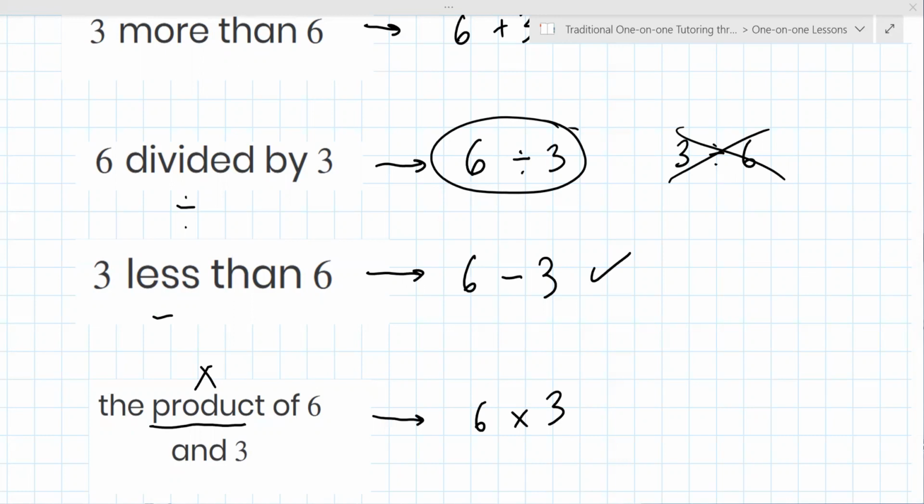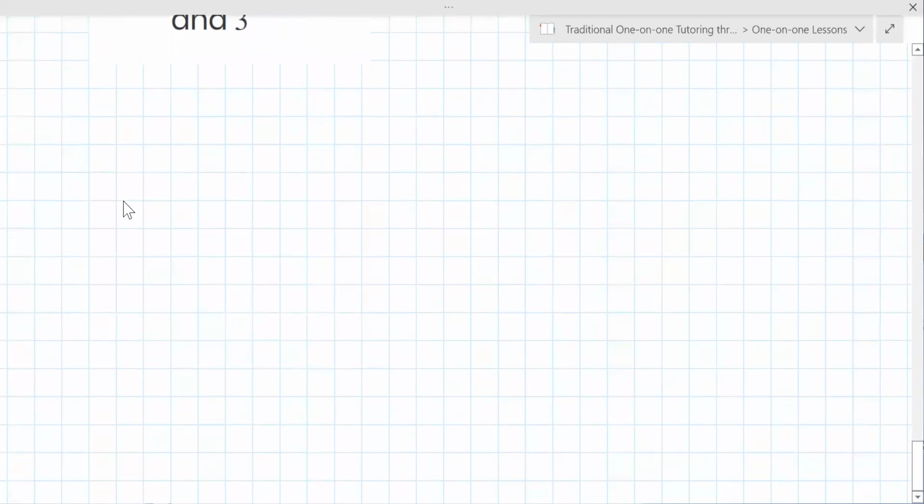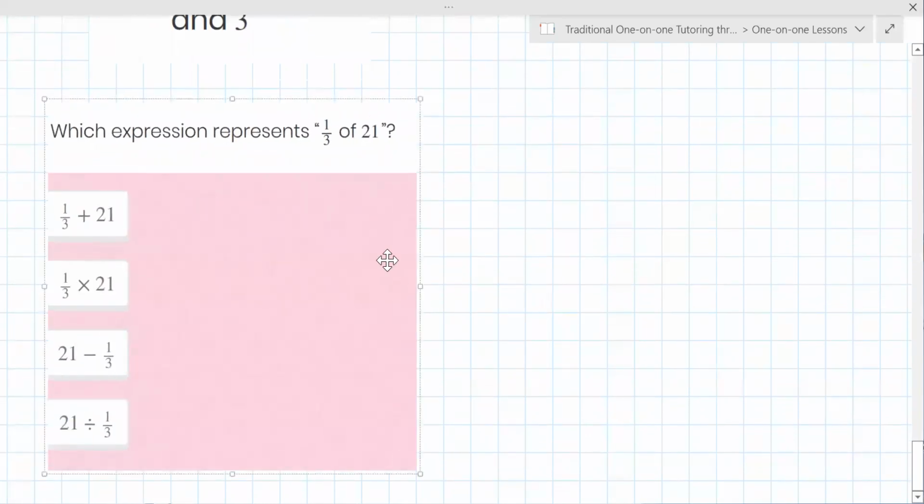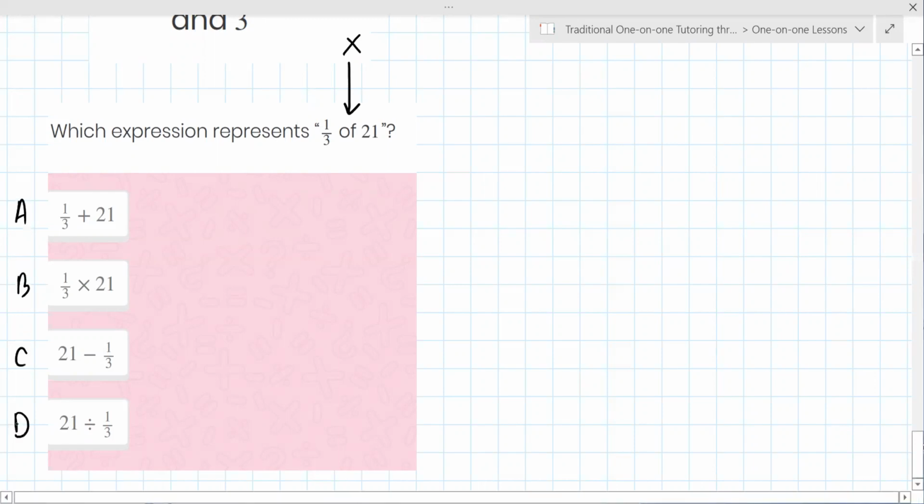All right, so here's a new problem for you to look at. I don't know if you remember which operation the word of refers to. No, I don't remember that one. Okay, so of means multiplication. Which would be correct then? A, B, C, or D? B. It's B. Yeah, good.